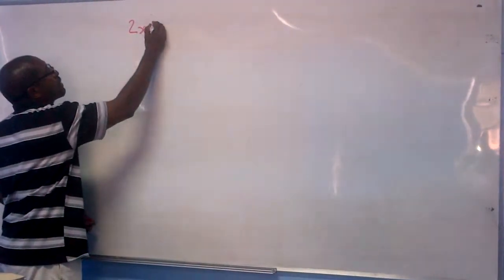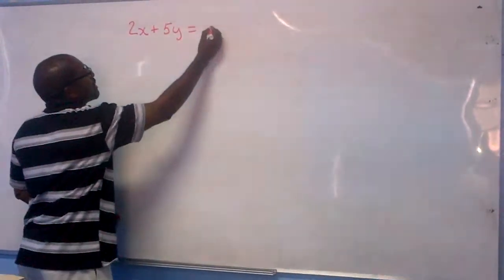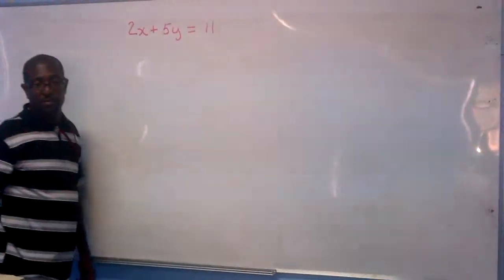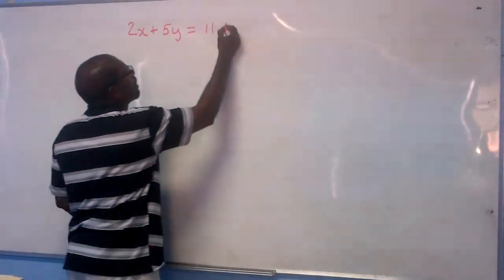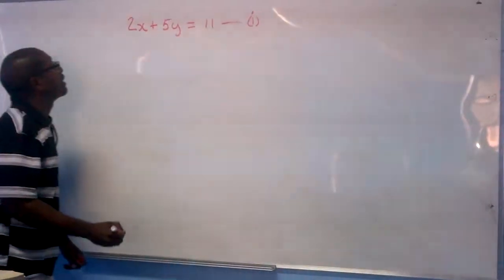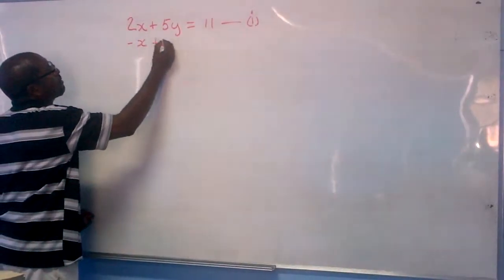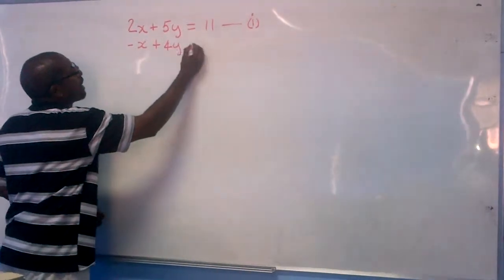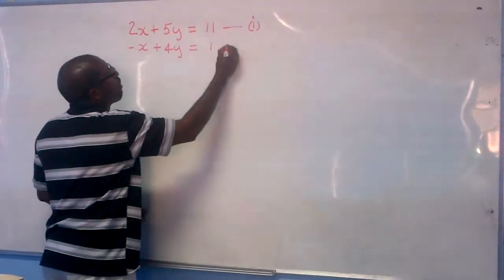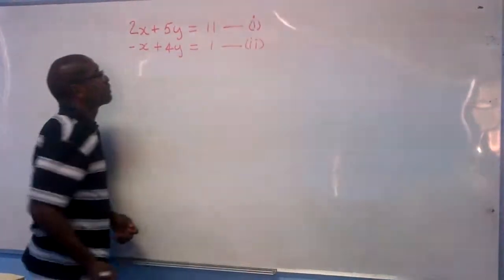2x plus 5y is equal to 11. This we will call equation 1. Next we have negative x plus 4y equals 1. We will call equation 2.